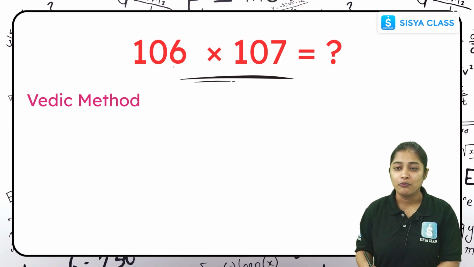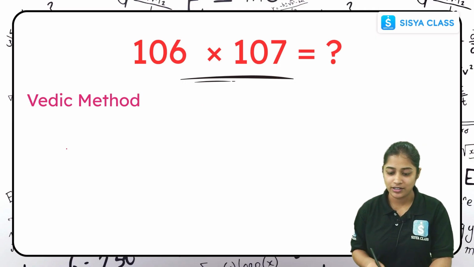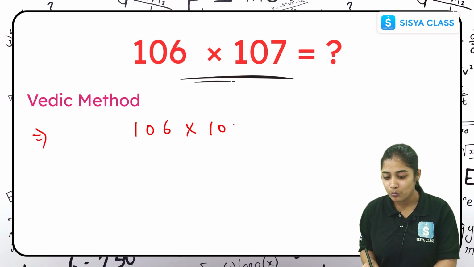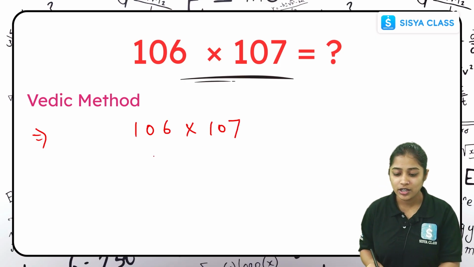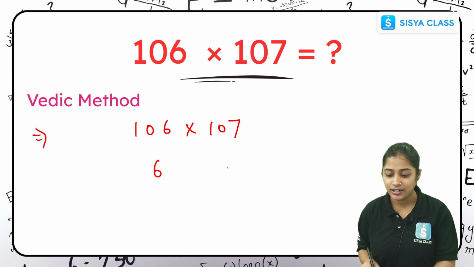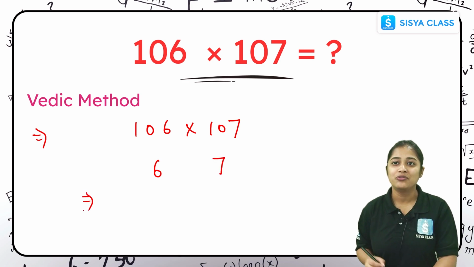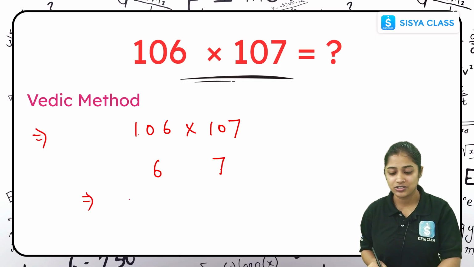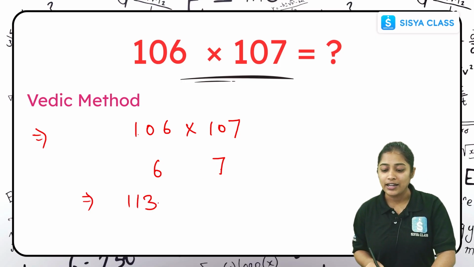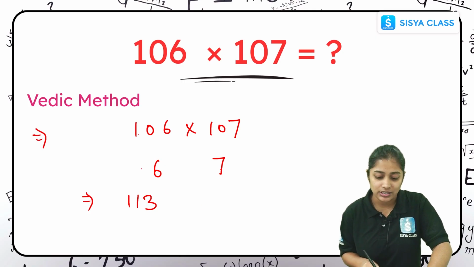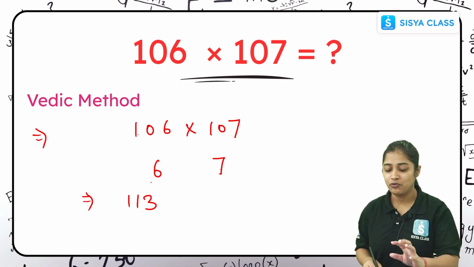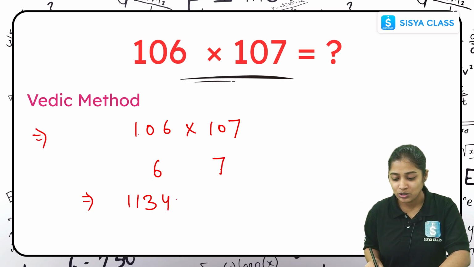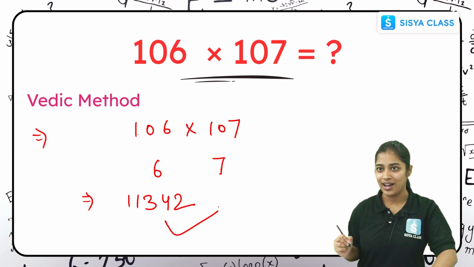Here we have 106 into 107, right? So what will we do first? Again, we will write the difference of both the numbers from 100, right? So here the difference is 6 and here the difference is 7. After that, we will write the addition 106 plus 7. So what is this addition? 113, right? And after this, I will write the multiplication of the differences. So what is the multiplication of the differences here? 7 sixes are 42, right? So I will write 42 here after my number. So this is my answer.